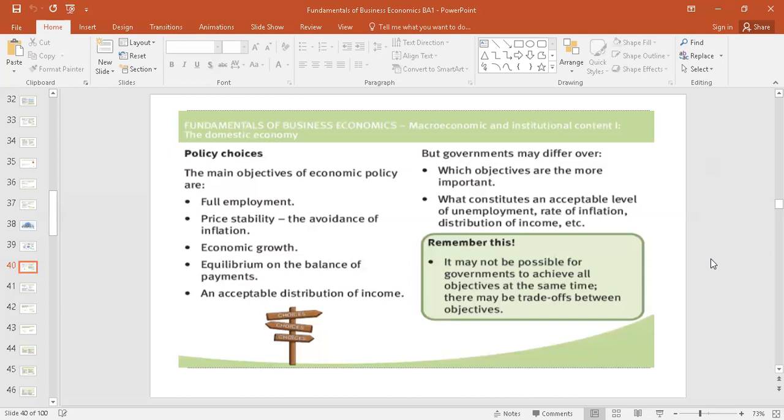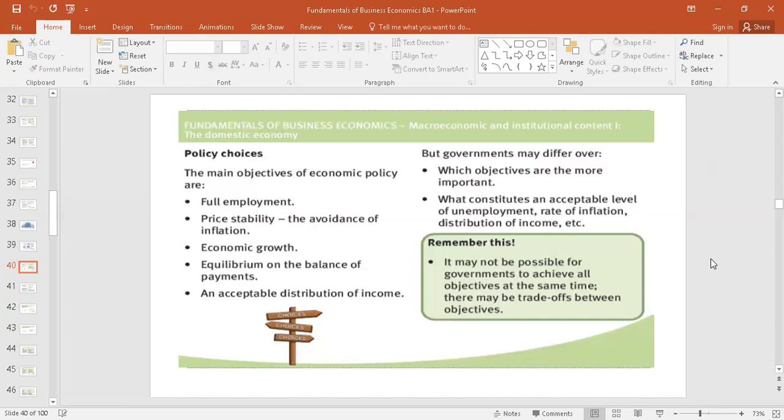So whatever they have imported and whatever they have exported, the reserves that are available to make the payment should be sufficient. The amounts collected from exporting their goods should leave some balance of payments, equilibrium on the balance of payments. Then there is an acceptable distribution of income.